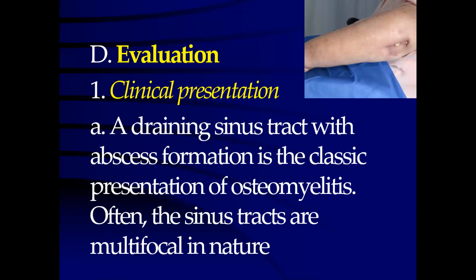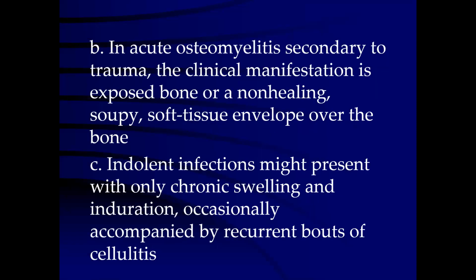In acute osteomyelitis, secondary to trauma, the clinical manifestation is exposed bone or a non-healing soupy soft tissue envelope over the bone. Indolent infections might present with only chronic swelling and induration, occasionally accompanied by recurrent bouts of cellulitis.